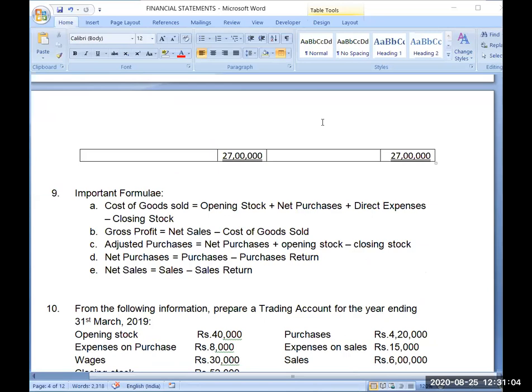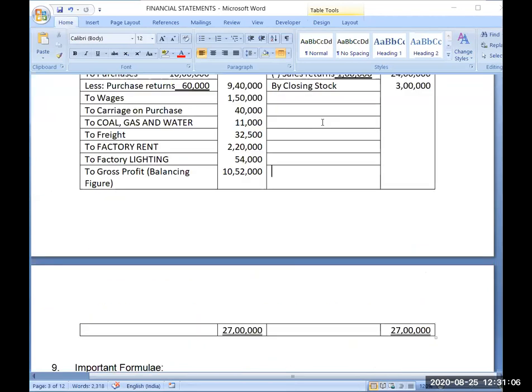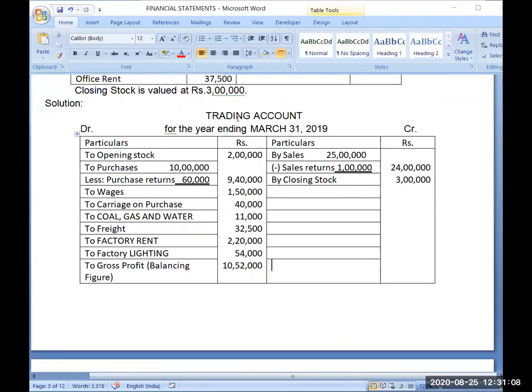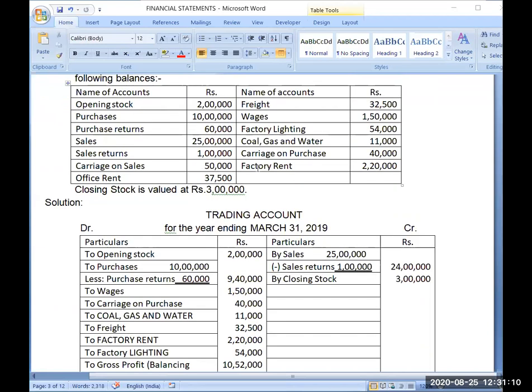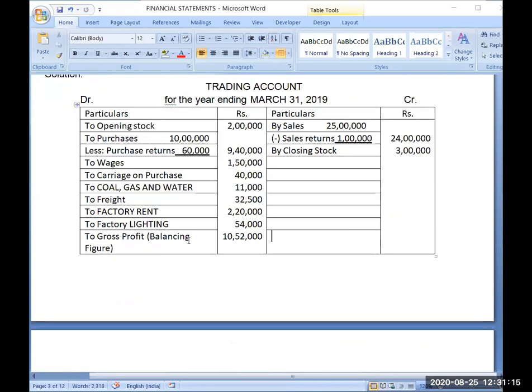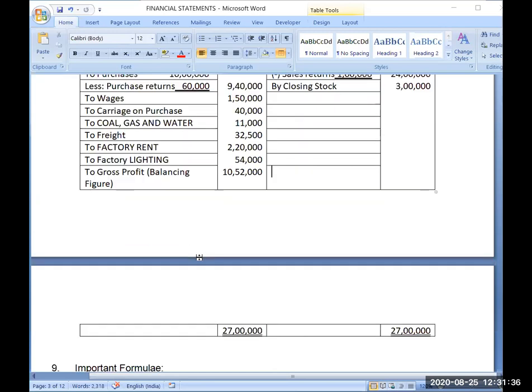In the morning, we have done this question, and we have prepared a trading account with the help of the information given to us in the question. And we have calculated the gross profit, and I hope each and everything is clear. The whole process of calculating gross profit, posting the expenses and revenues, totaling and balancing, each and everything is clear.